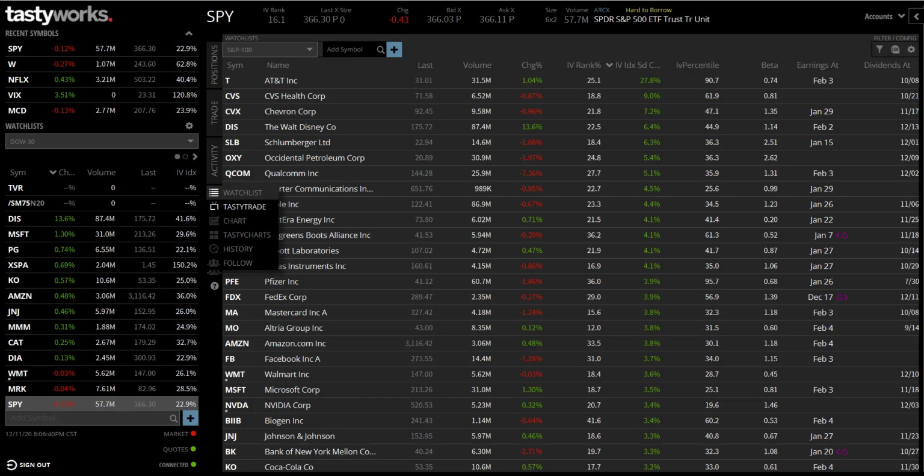So from here, we're going to click on this next area. This icon is an interchangeable icon. We can look at the watch list where we were, but we can also look at a chart. We can see our history on the day.